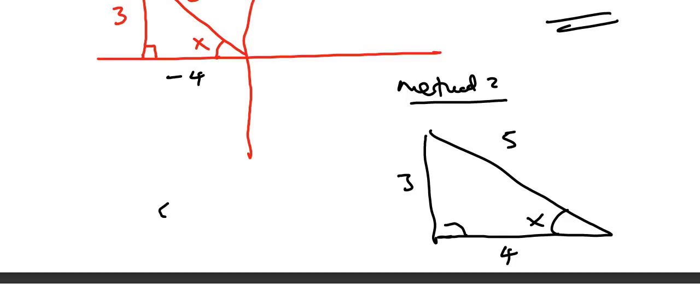Then you get your cos x, which is just going to be adjacent, 4 over hypotenuse. Then you put a negative in front. Reason: you put a reason. You say second quadrant.